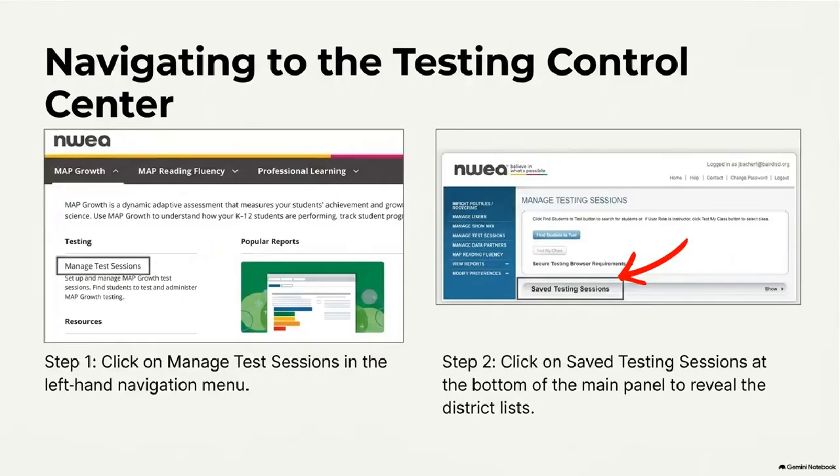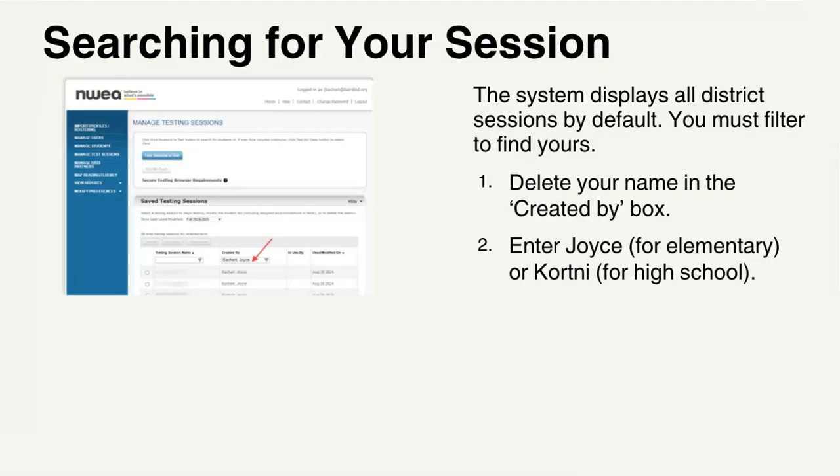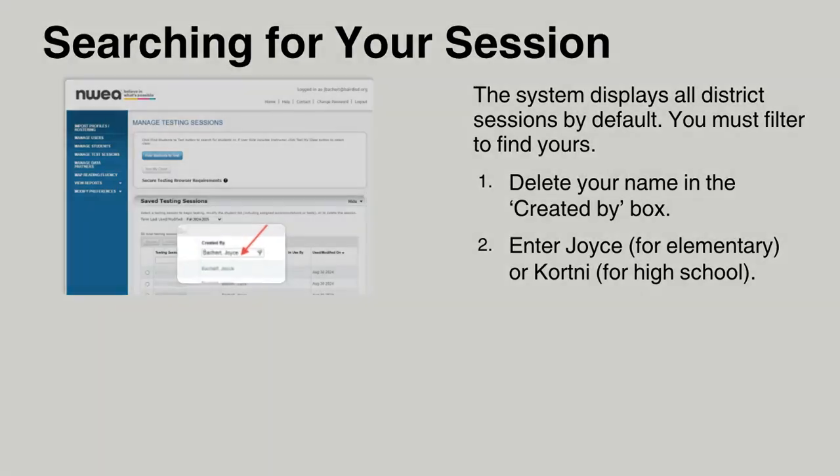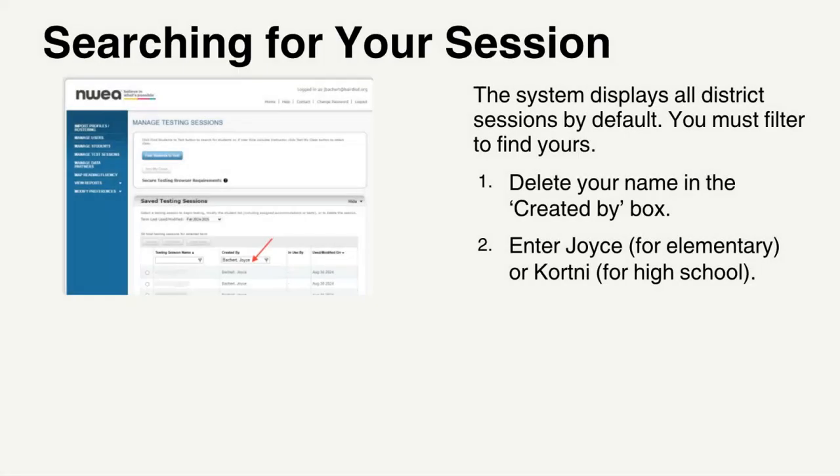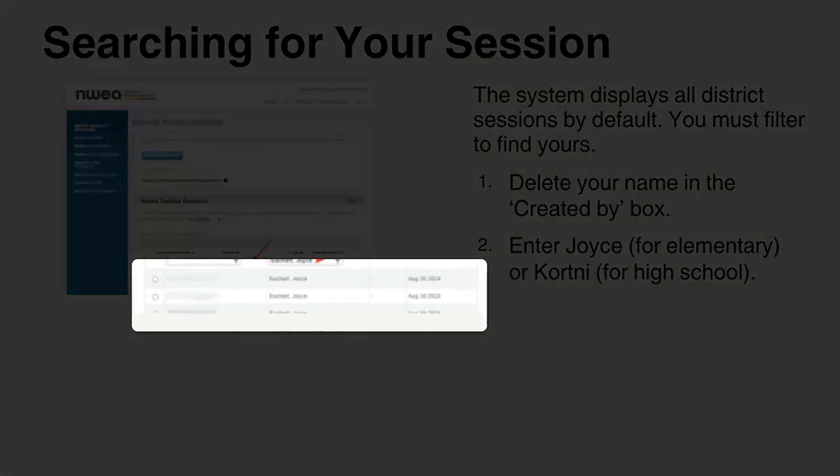To find the session that has already been made for your testing group, click on Saved Testing Sessions. You do not have to make your own session. You will probably have an empty list in this section because you haven't made any sessions. In the Created By box, delete your name and enter Joyce Backert for elementary tests or Courtney Collins for secondary tests. There will be many test sessions that populate in the list once you have entered Joyce or Courtney's name.